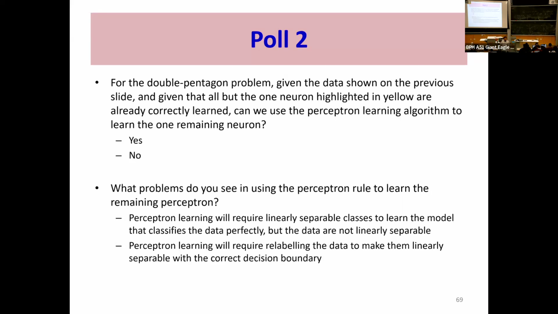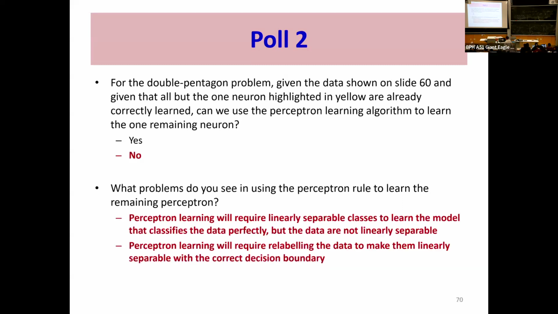Okay, guys done? What's the answer to the first question? The first statement and the second question. Is it true or false? And the second one? Right, so given the data shown on the slide, and given that all but the one neuron highlighted in yellow are already correctly learned, you cannot use the perceptron learning algorithm to learn the one remaining perceptron. It's not possible. And the reason is perceptron learning requires linearly separable classes, but the data are not linearly separable.